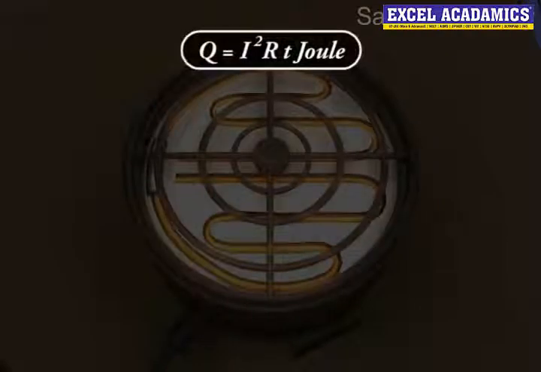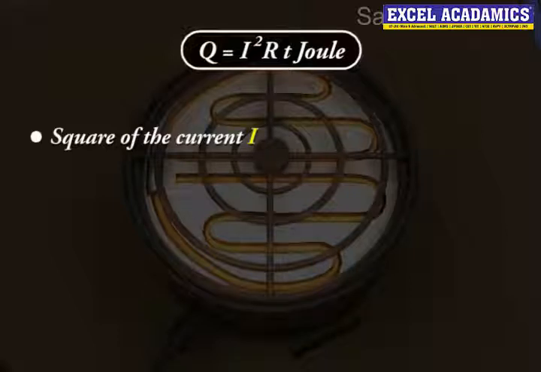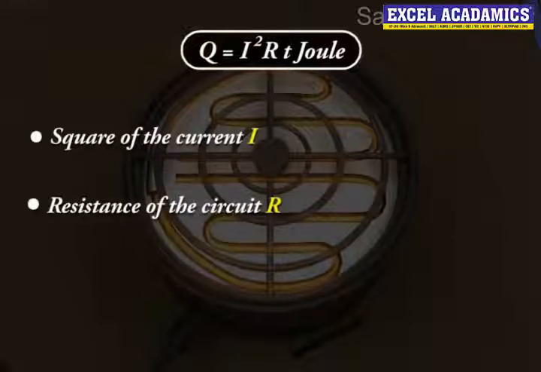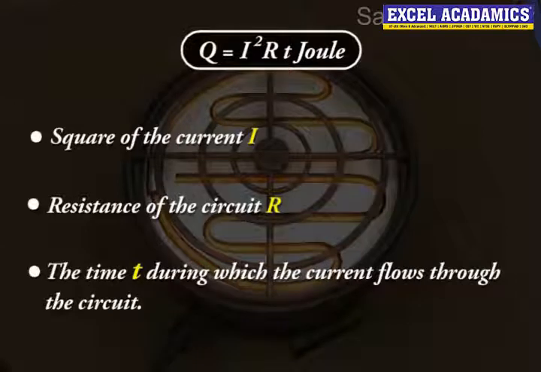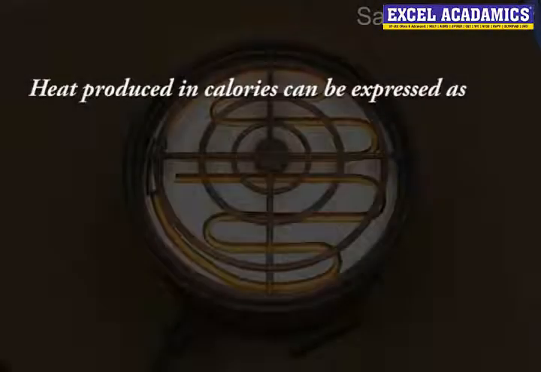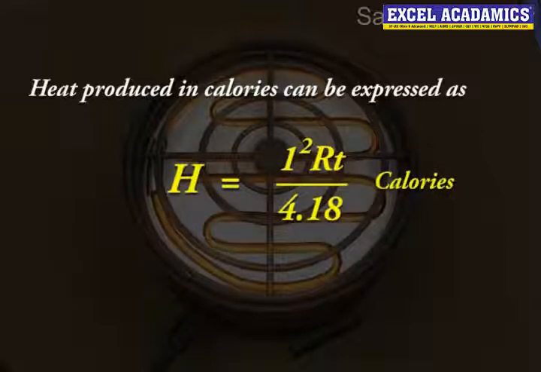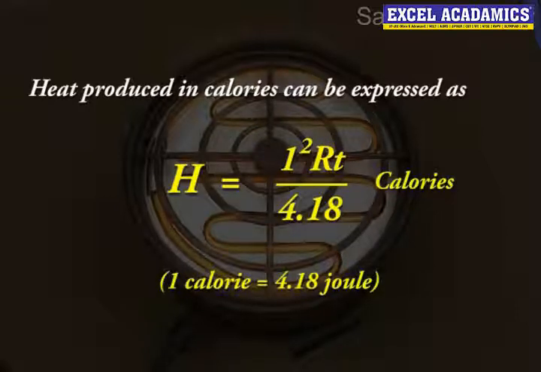It states that the heat produced is proportional to the square of the current I, the resistance of the circuit R, and the time t during which the current flows through the circuit. Heat produced in calories can be expressed as H is equal to I square Rt divided by 4.18 calories. 1 calorie is equal to 4.18 joule.